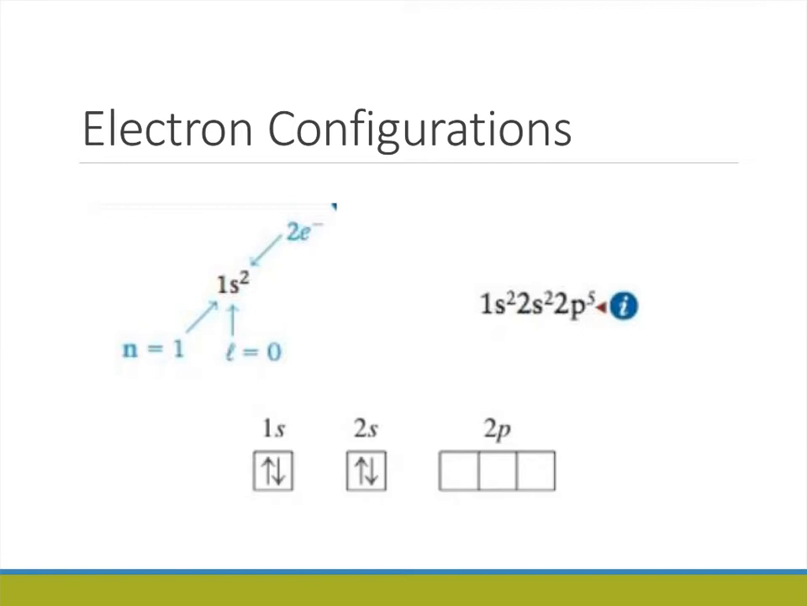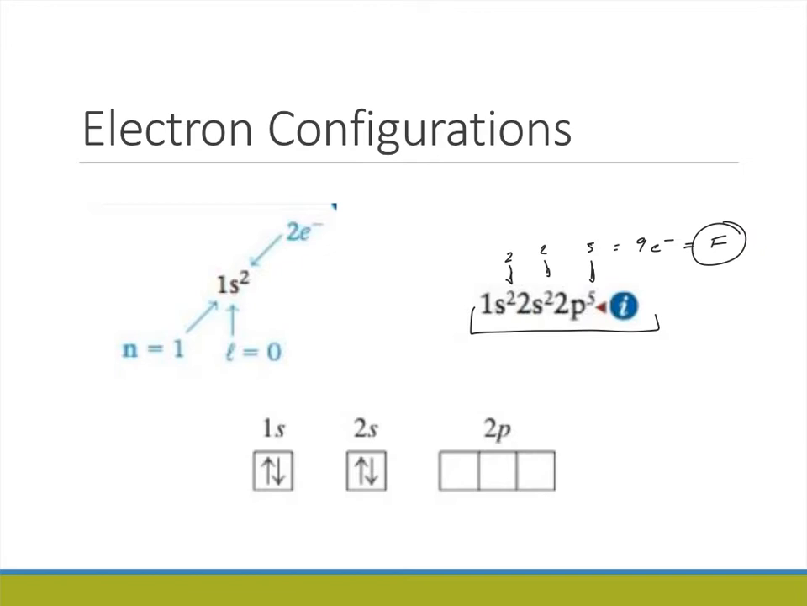So if we have a slightly longer electron configuration, I've got 2 electrons in the 1s, 2 in the 2s, and 5 in the 2p. How many total electrons is that? There's 2, 2, and 5. That's 9 electrons total. If this were an element, we would be dealing with fluorine. This is the electron configuration for the fluorine atom.